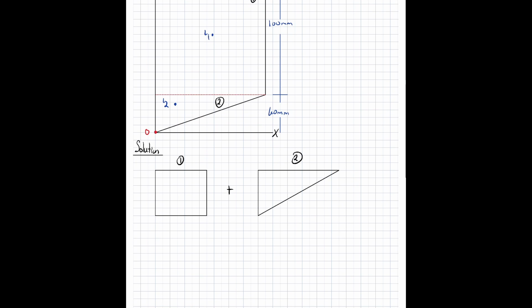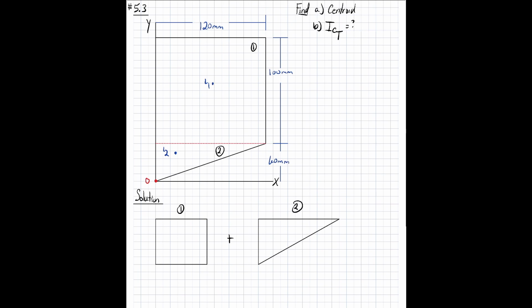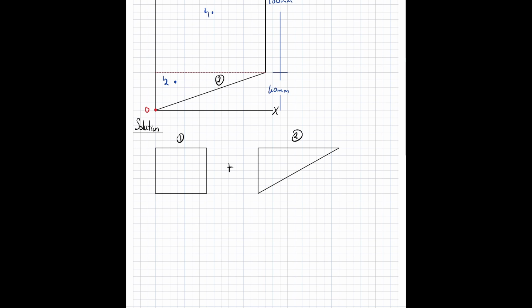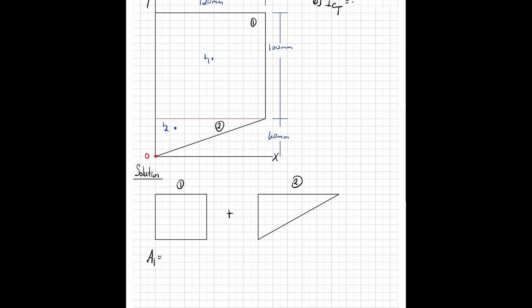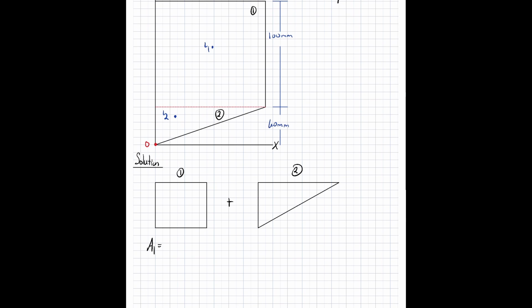So I like to go ahead and get our areas out of the way, just to make things a little bit easier on us. So I'm just going to label it A1 is equal to our 120 times 100, which is going to be our 12,000 square millimeters. And our area 2 is going to be base times height over 2. Our base is 60 millimeters. Our height is 120 millimeters. All of that over 2. We get area 2 to be 3,600 square millimeters.